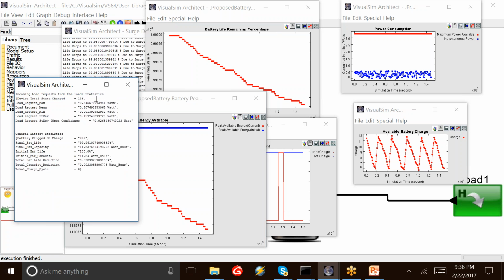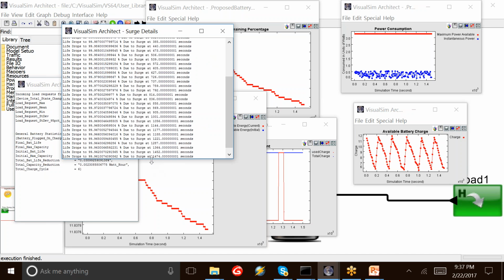So you can see what the maximum load that was requested is, and also when the battery is plugged on charge, what is the final battery life, the final battery capacity, what was the initial battery life, the max capacity, and then what was the reduction. So you can actually get quick statistics on what your battery is doing, and also what it is that you really need in terms of battery.